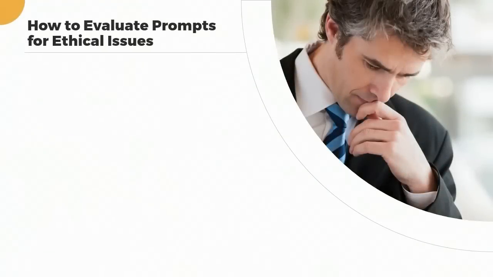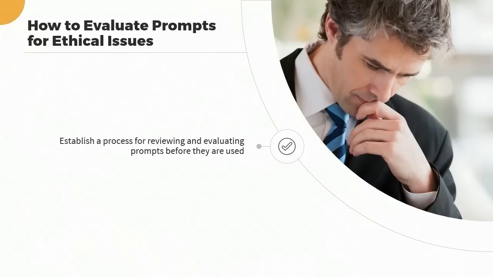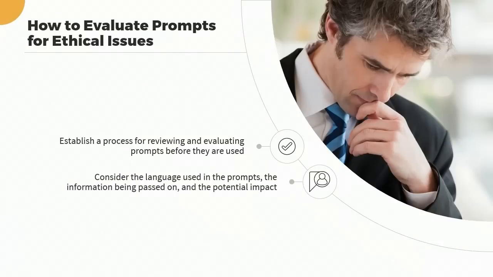Regular review and evaluation of prompts are essential to identify potential ethical issues and ensure that the prompts align with ethical principles and standards. It's recommended that organizations establish and implement a process for reviewing and evaluating prompts before they are used in ChatGPT. This process should involve a team of experts who can identify potential ethical issues and suggest ways to mitigate or avoid them. During the review process, various factors should be considered, such as the language used in the prompts, the information being passed on, and the potential impact on individuals or society.